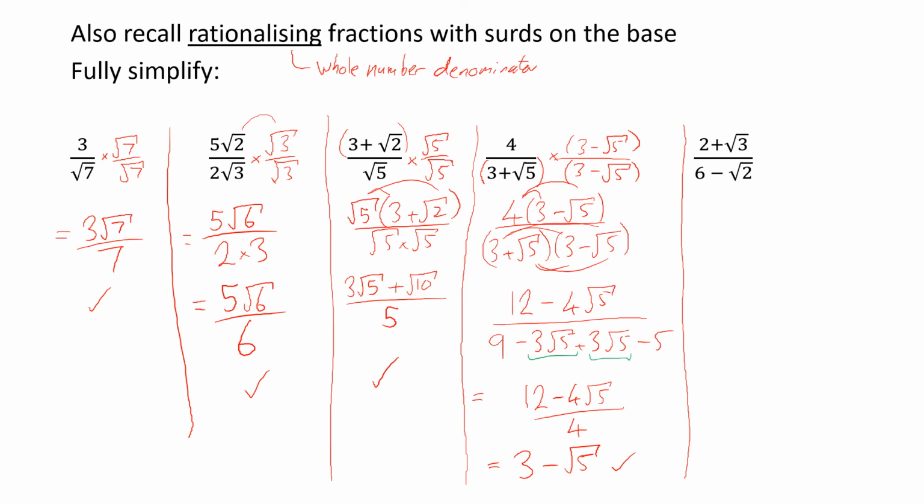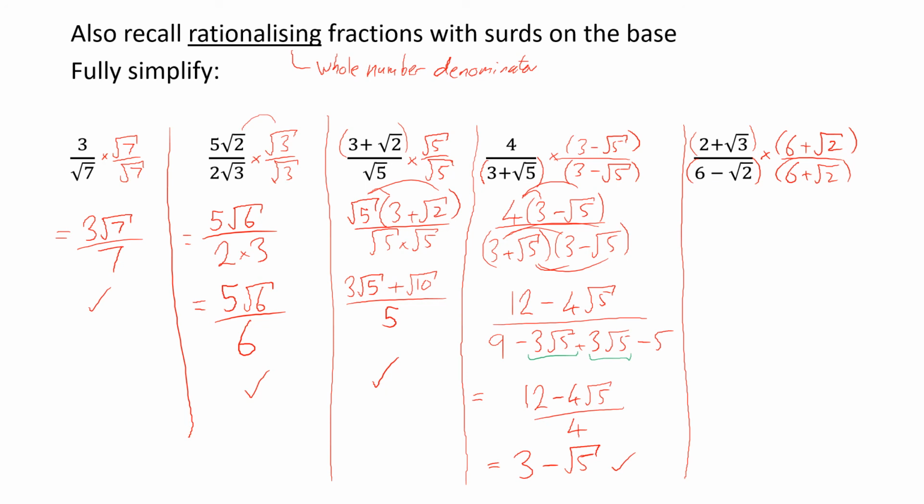You might want to pause at this point and try the last one for yourself, but let's get straight into it. We're going to times this by 6 plus root 2 on this occasion. Again, remember we are taking whatever sign is on the bottom of our fraction and we're changing it. So there's a minus this time, we swap it for a plus.